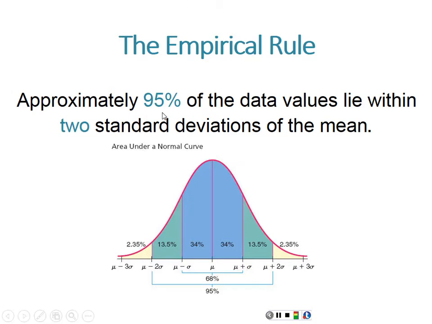So approximately 95% of the data values lie within 2 standard deviations. That's this green area plus the big chunk of blue area plus the little piece of green area. And again, this little piece of green has the same percentage as that little piece of green because of symmetry.